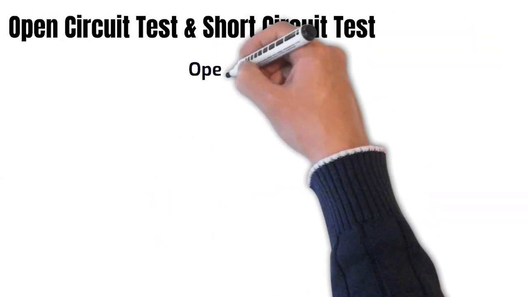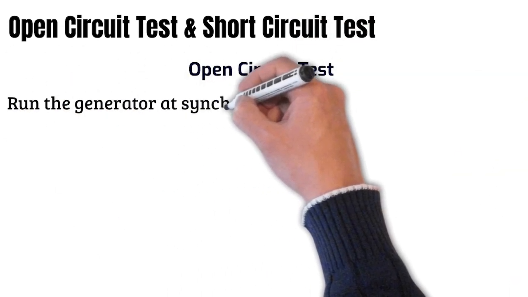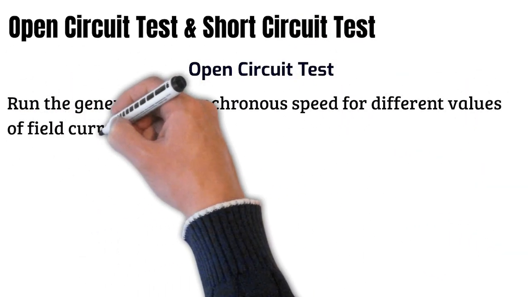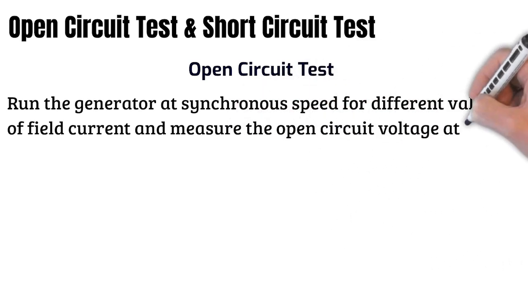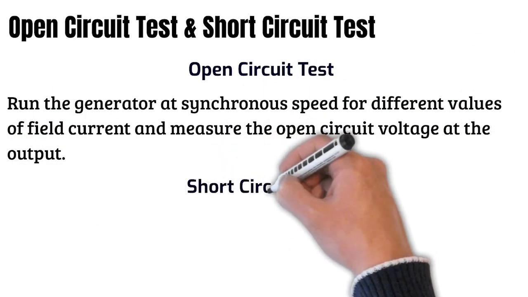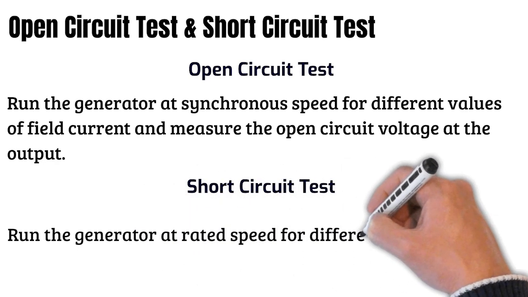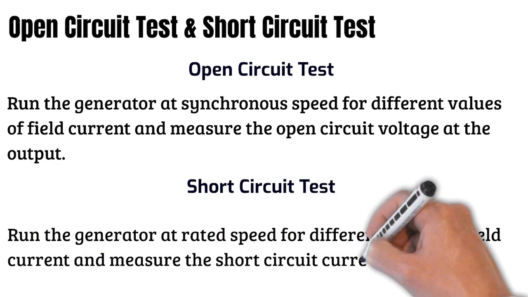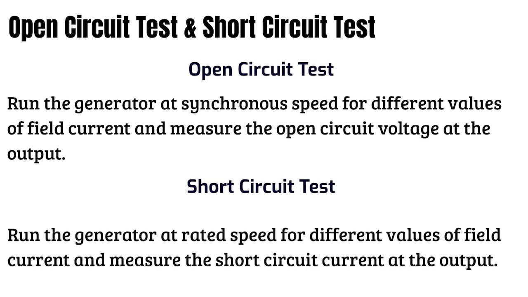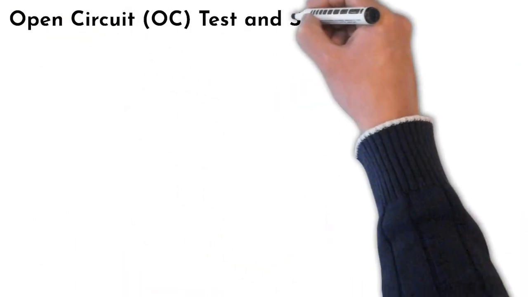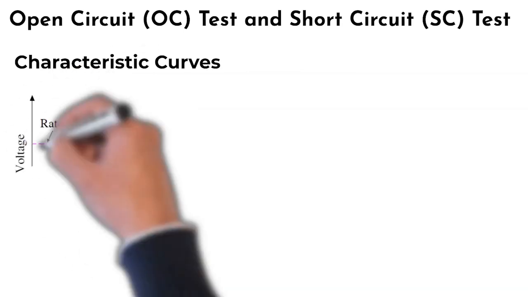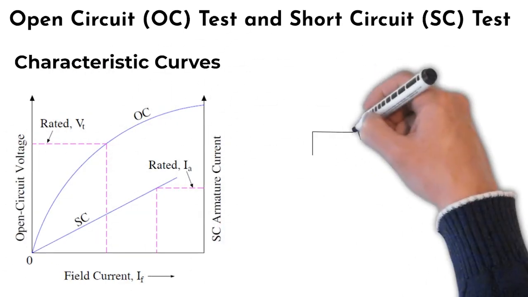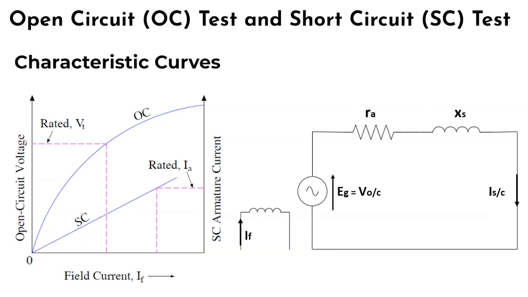In the open circuit test, generator is run at synchronous speed for different values of field current and then we measure the open circuit voltage at the output terminals. In the short circuit test, generator is run at rated speed for different values of field current and then we measure the short circuit current at the output terminals. This is the open circuit and short circuit characteristics of a synchronous generator plotted using the readings from open circuit and short circuit test. We can determine equivalent circuit parameters such as synchronous reactance using these curves.